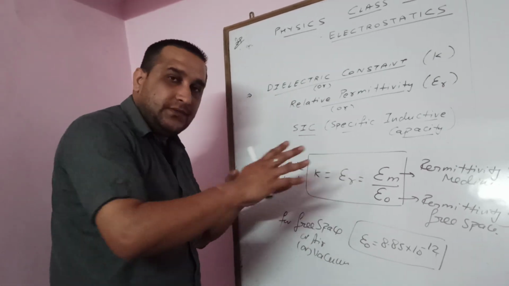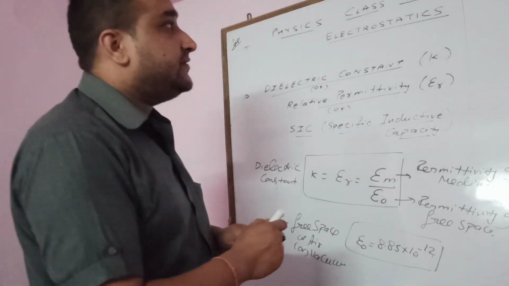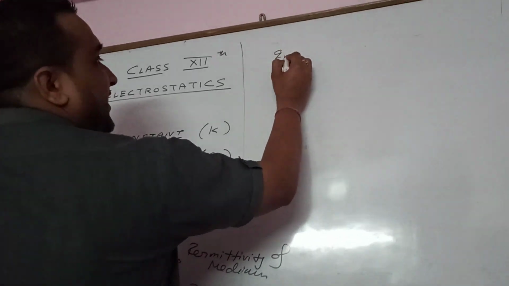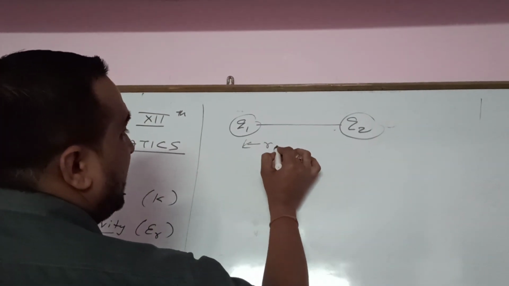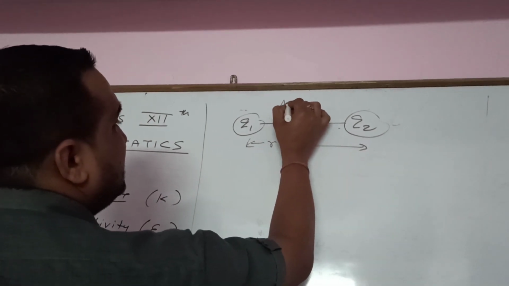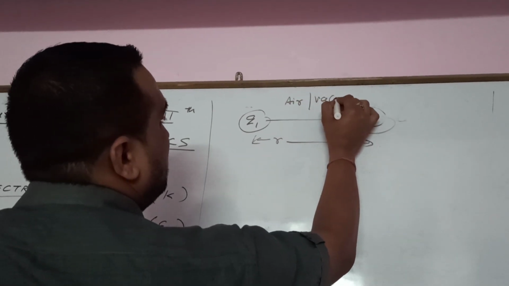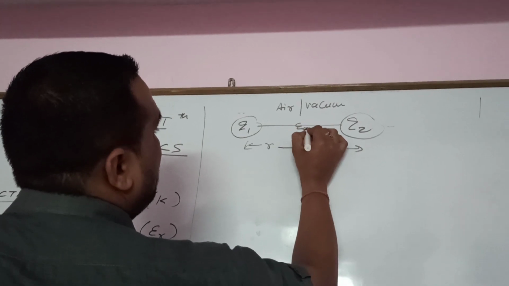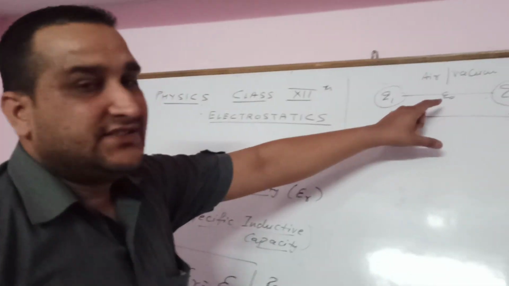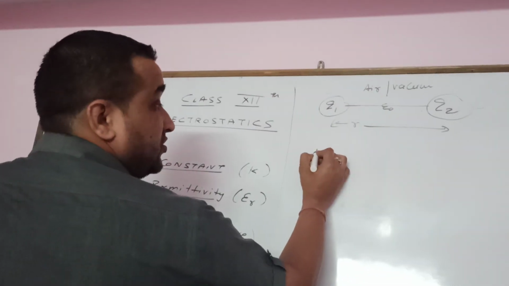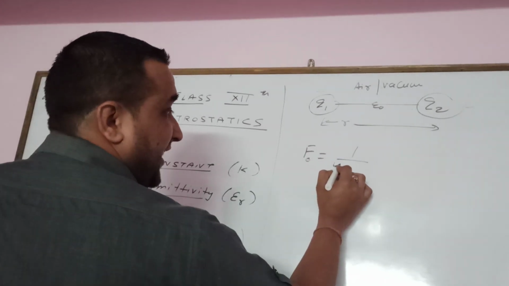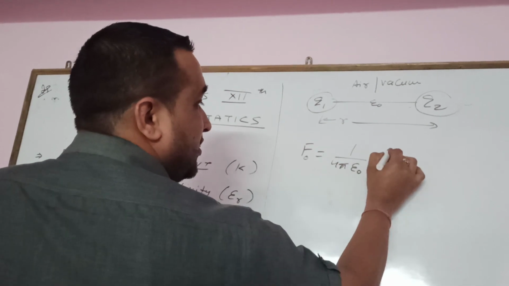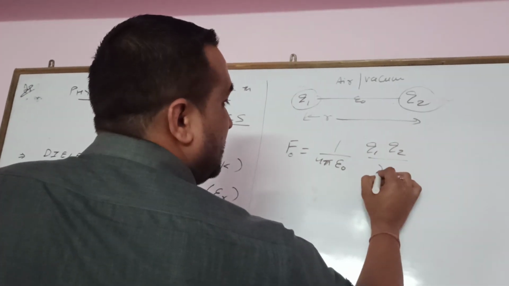Now how does this formula come? First of all, we will discuss it. Let us suppose there are two charges Q1 and Q2, a distance r apart, placed in air or vacuum having constant permittivity epsilon naught. So the electrostatic force between them is represented by F naught, that is 1 upon 4 pi epsilon naught, Q1 Q2 upon r square.